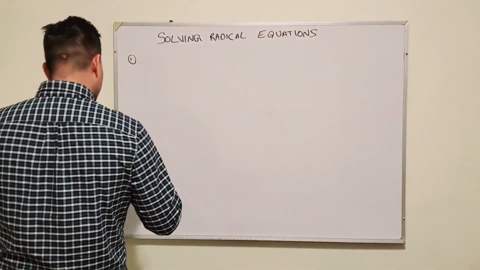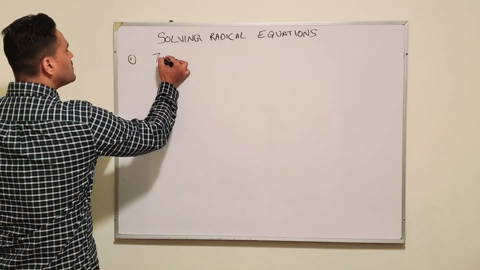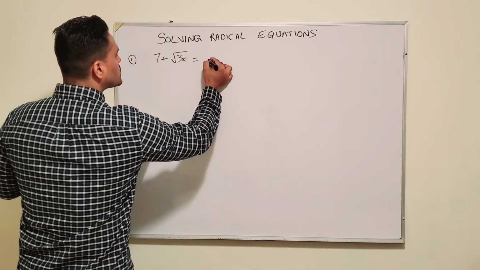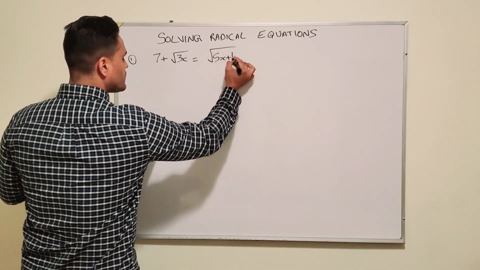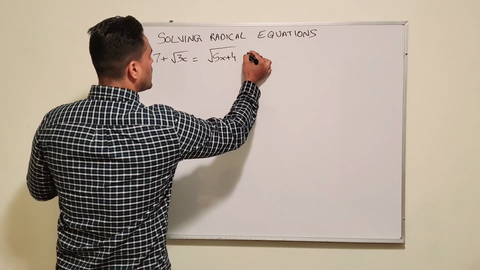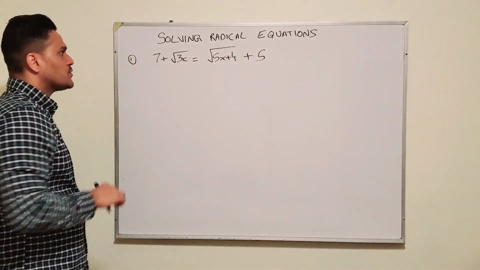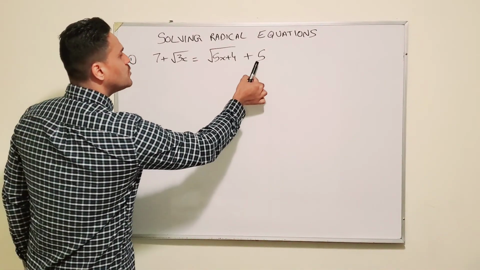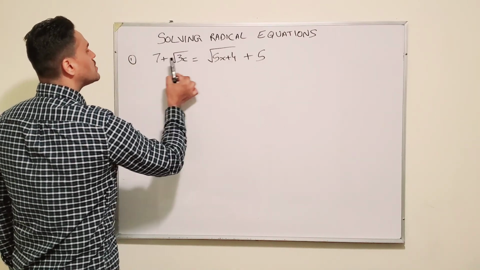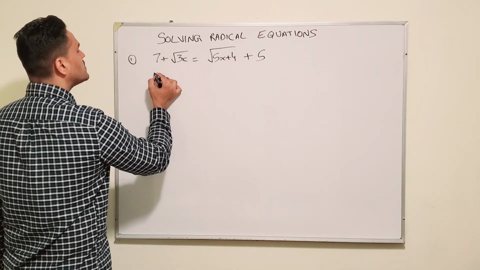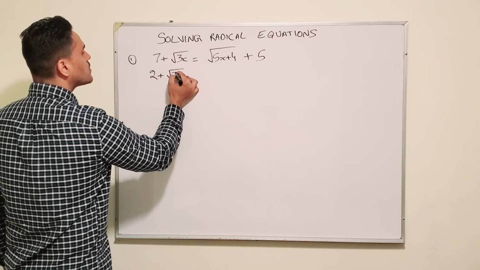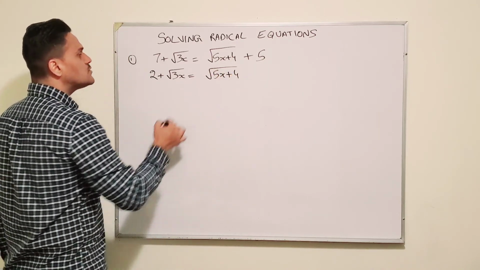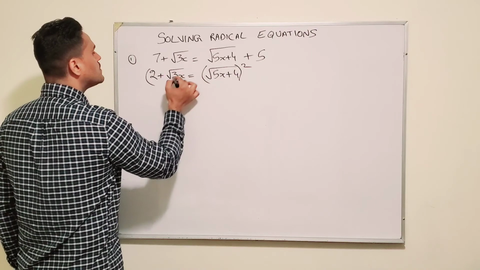Now your next question is going to be a challenging one, folks. So we have 7 plus square root of 3x is equal to square root of 5x plus 4 plus 5. So right now it looks very complicated because we have 4 terms, but we can make it easy for ourselves by moving the 5 over. When I move the 5 over, it's going to become minus 5, and 7 minus 5 is going to give me 2. So we're going to get 2 plus square root of 3x is equal to square root of 5x plus 4. And now to get rid of the square root, we're going to square both sides.